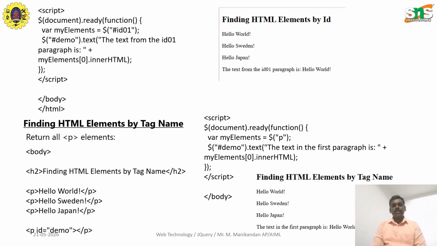In the script, we have the document ready function, we create a function where myElement equals dollar of p. So it will get the elements by tag name, that is all the elements present inside the P tags. Or we can also use a single specific element, like what we did with the ID. Here the demo tag is initially empty, and we are getting the first P tag content.